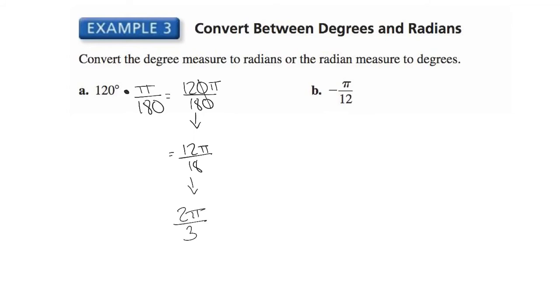And when we move into the next section, you guys will be able to see how 120 and 2 pi over 3 are identical as well. So that is converted from degrees to radians. Now we're looking at radians to degrees.